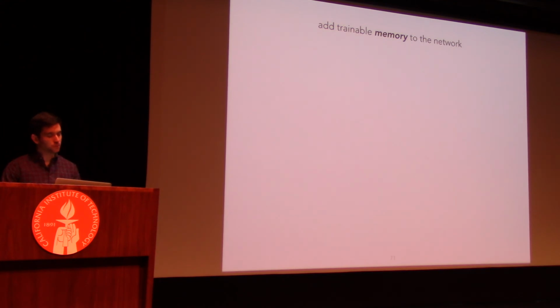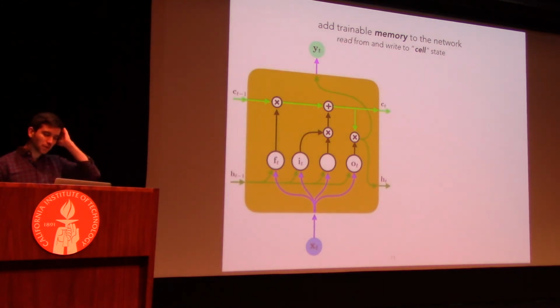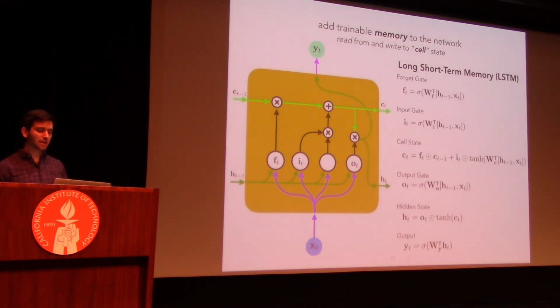So what people have typically done in order to solve this problem is add a trainable memory module to the network. You can think of reading and writing from this module, which we're going to call for right now a cell state. So don't be scared, but this is an LSTM. This is a long short-term memory module. And it follows this set of equations. There are different variants of an LSTM, but we're just going to discuss this basic implementation. And we're going to walk through all of this.